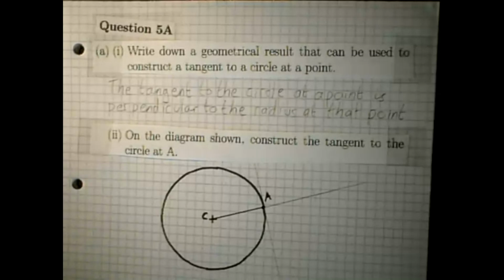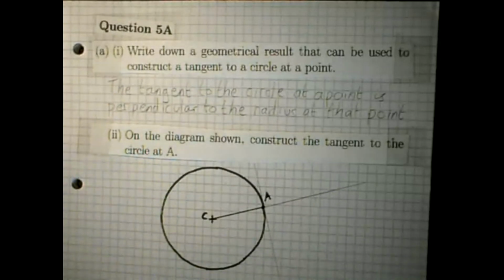In question 5A, you're told to write down a geometrical result that can be used to construct a tangent to a circle at a point. It's important to note that they're asking for a geometrical result. I'm not entirely sure what they consider to be a geometrical result, but I would imagine anything that comes from trigonometry or coordinate geometry probably won't get you full marks. So, for example, talking about the sine of the angle between them probably won't help you much.